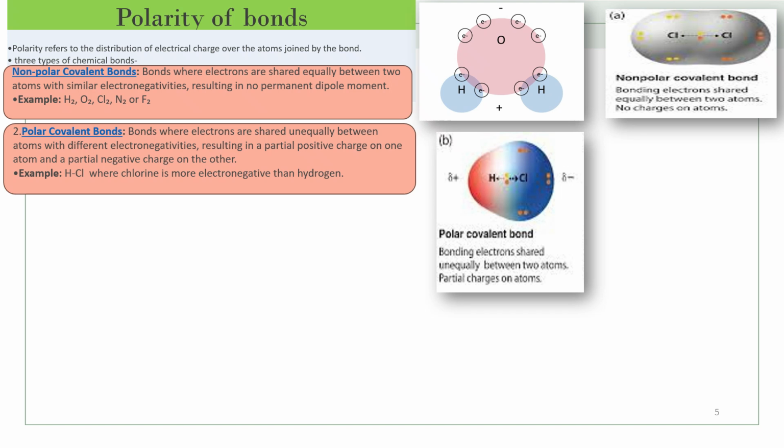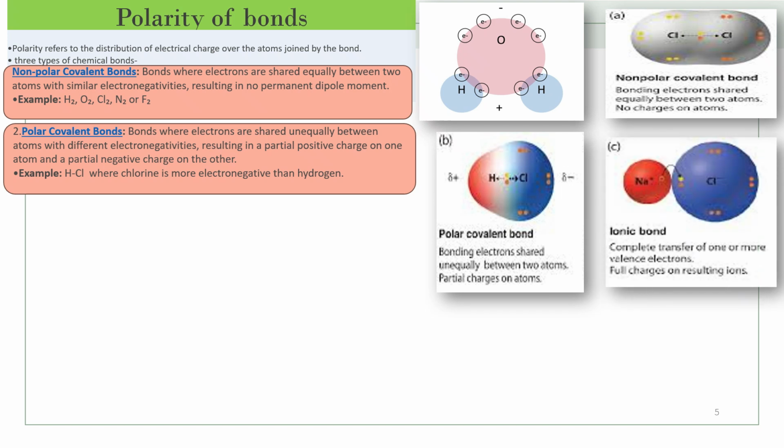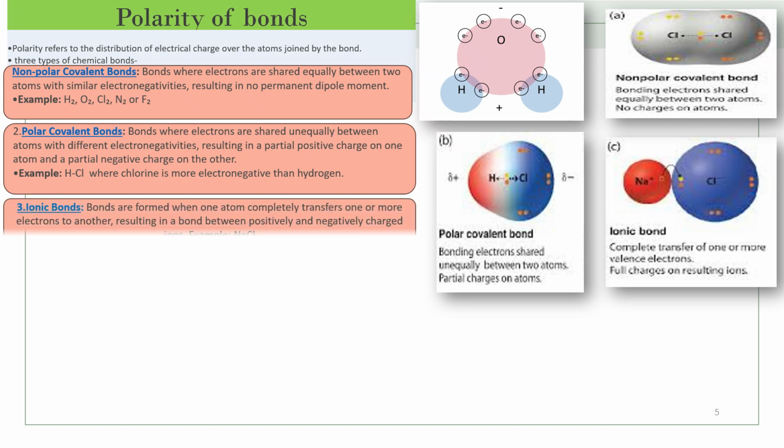Next one is ionic bond. Ionic bond means, as we already know, that an atom completely transfers one or more electrons to another atom. See the example of NaCl. Sodium donates one electron to chlorine and forms a sodium cation, and chlorine receives one electron from sodium and becomes a Cl minus anion. So it creates two ions, and that is called an ionic bond.